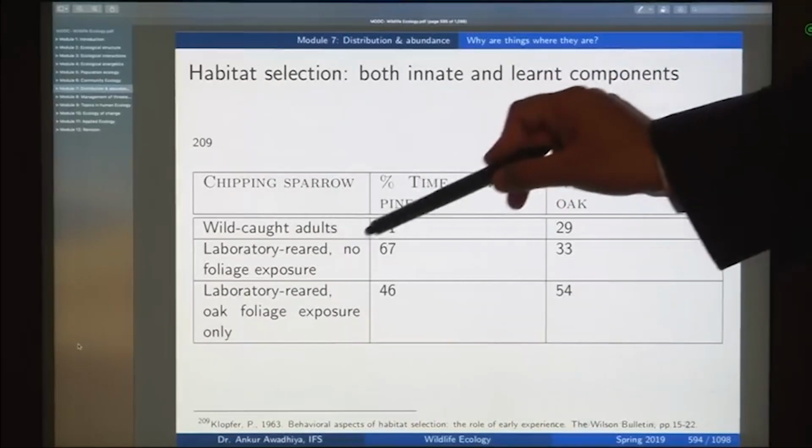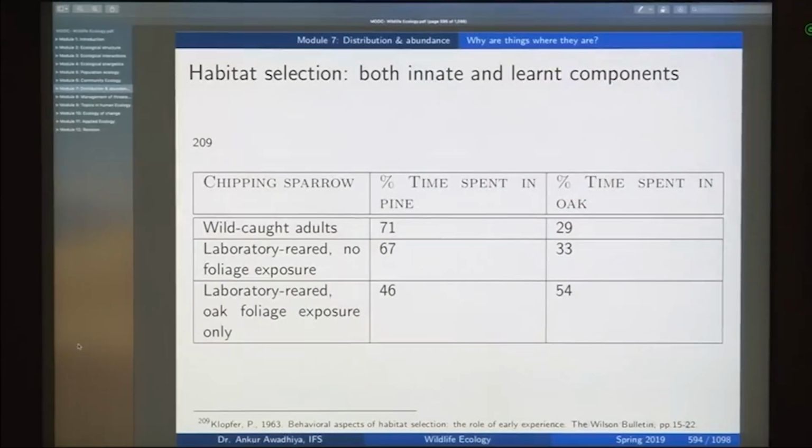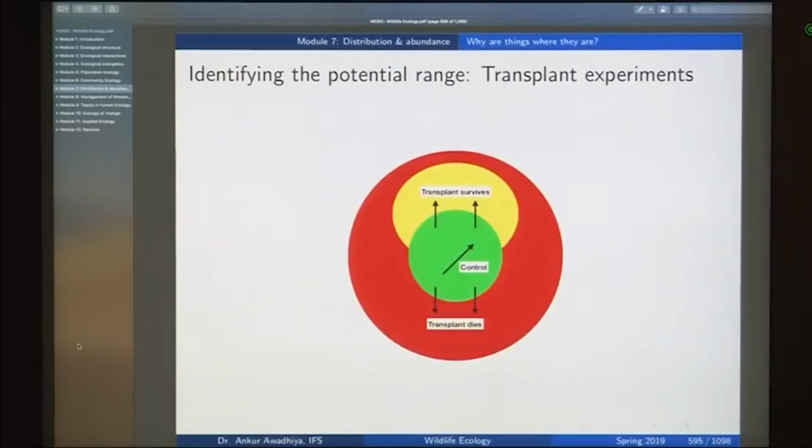In this case we are seeing that in the absence of learning, there are certain inborn preferences that the birds have. So, the habitat selection has both innate and learnt components. Then we make use of transplant experiments to identify the potential range of an organism.